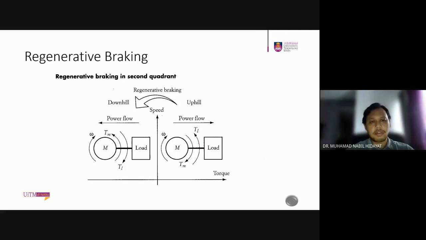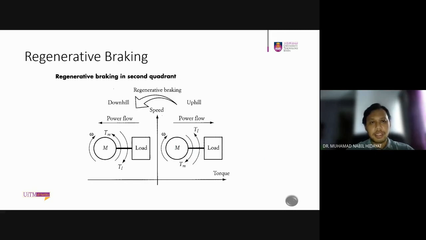So you have your speed. Speed is on the clockwise, spinning clockwise. So you have it on a forward motoring.